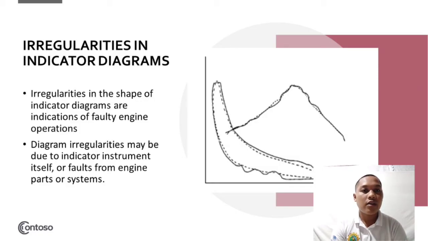So due to indicator instruments, if irregularity seems for all units, the problem may be common, like faults in the fuel oil system, intake air, turbocharger, air cooler, exhaust, and etc. When the irregularity is confined to a single unit, the problem could be of fuel injectors, fuel pump, exhaust valve, and etc. due to engine parts or system.